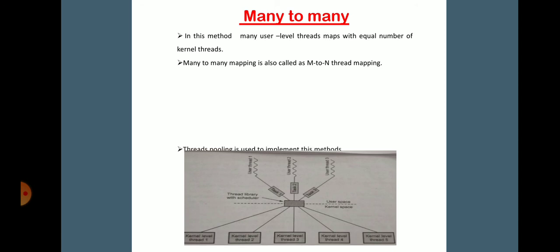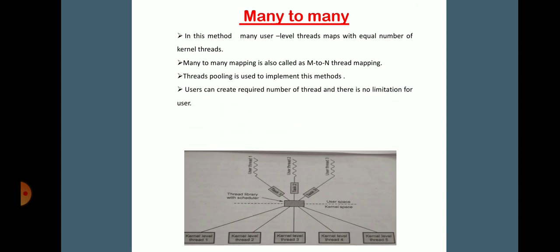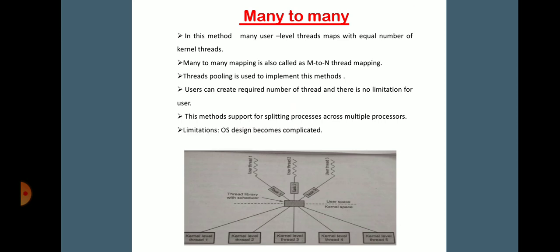The user can create as many user level threads as required, and there is no limitation on the user. Here, blocking kernel system calls do not block the entire process. This model supports splitting of processes across multiple processors. Next is the limitation of this model: it complicates the operating system design.